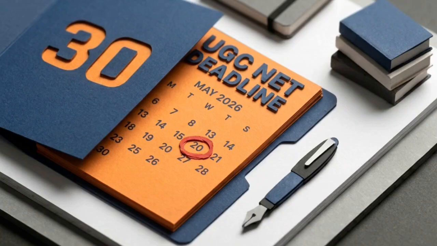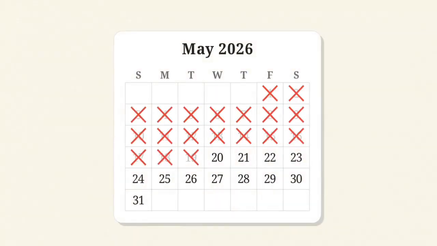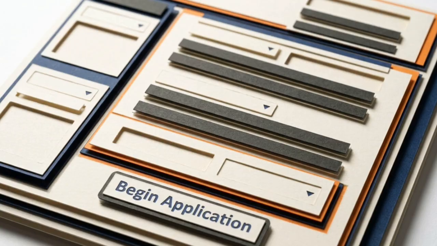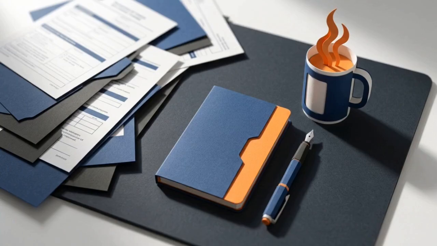The deadline for the UGC NET June 2026 exam is May 20th. You have a narrow window to apply. If you are an English literature student, focus on the actual exam.